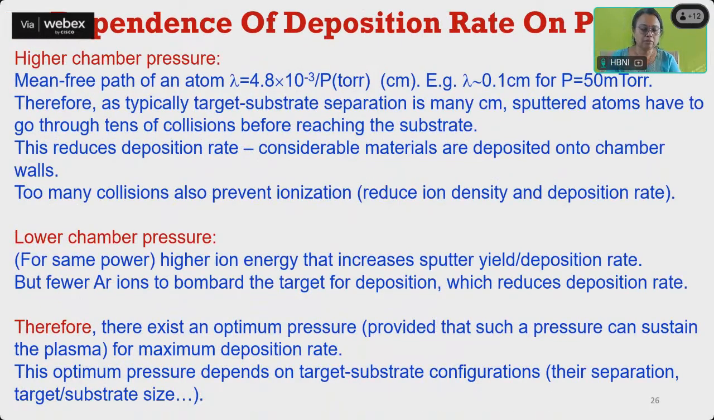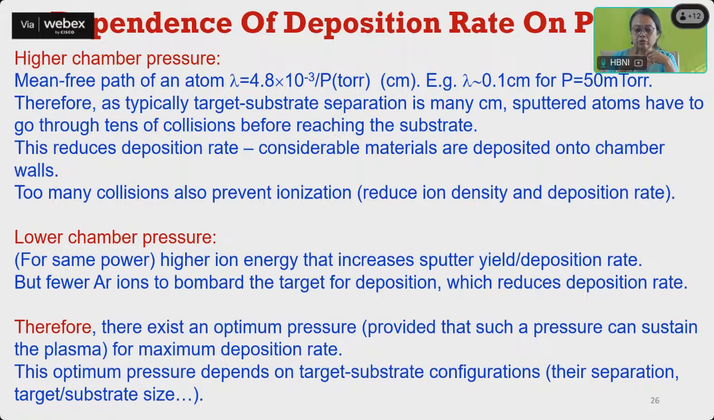Now, what is the dependence of deposition rate? High chamber pressure means less mean free path. Therefore, a typical target-substrate separation is mainly a centimeter. Sputtered ions have to go through tens of collisions before reaching the substrate. Here our vacuum is 100 millitorr, so there will be many collisions before it reaches the substrate. This reduces the deposition rate, that is one thing.